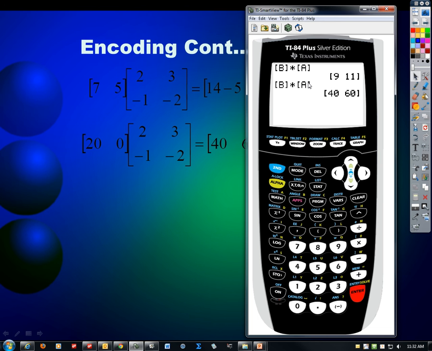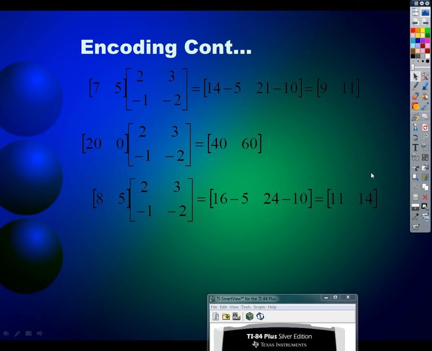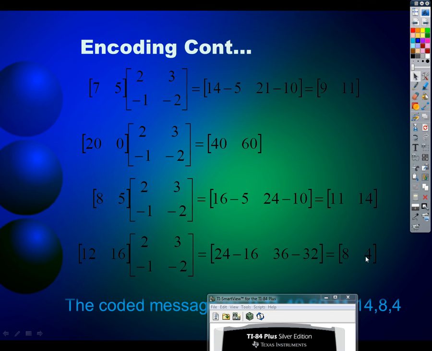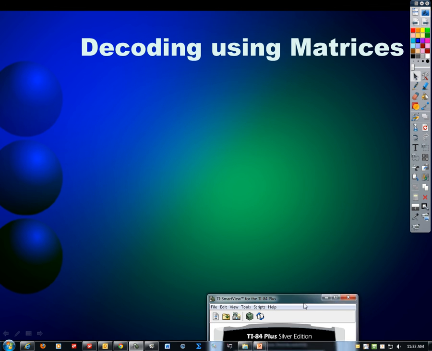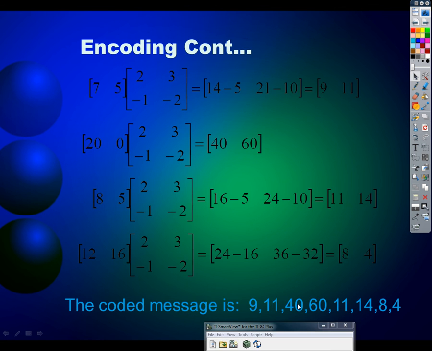If I go through this process, I'm going to end up getting a whole series of encoded matrices. The coded message that we would send just looks like this. It's just this string of numbers that would be nonsense to anybody that intercepted our transmission. That's not going to mean anything to them until they were able to decode it.